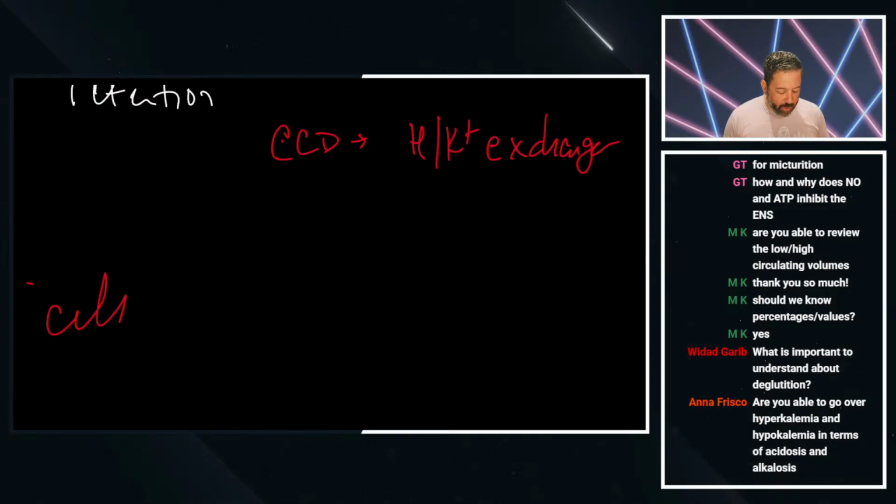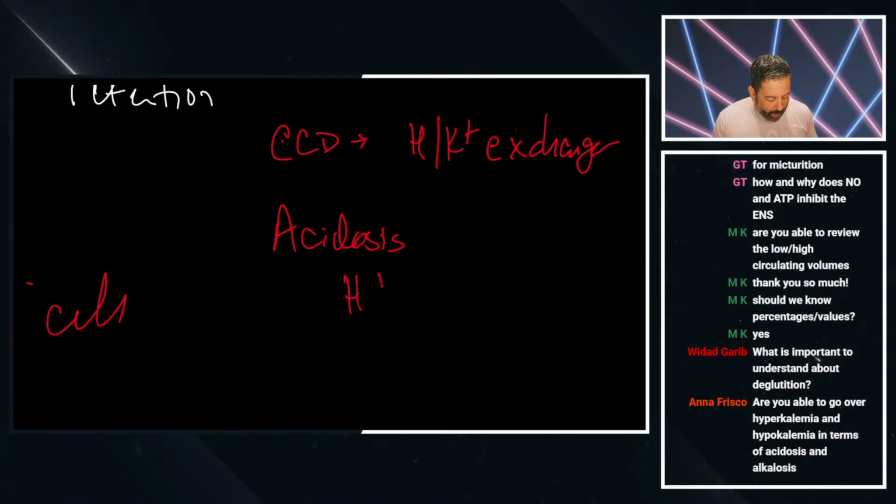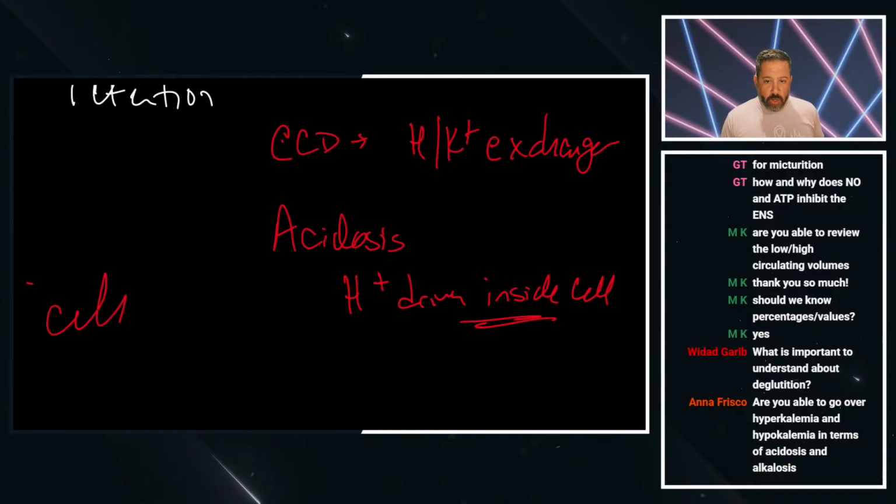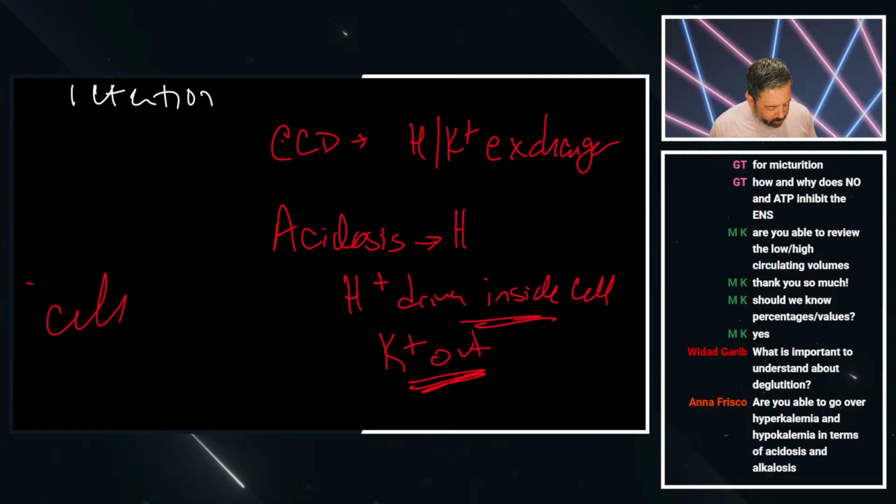So the potassium is going to get drawn inside. So with acidosis, hydrogen is driven inside the cell. When it goes in the cell, potassium comes out. So acidosis leads to hyperkalemia.